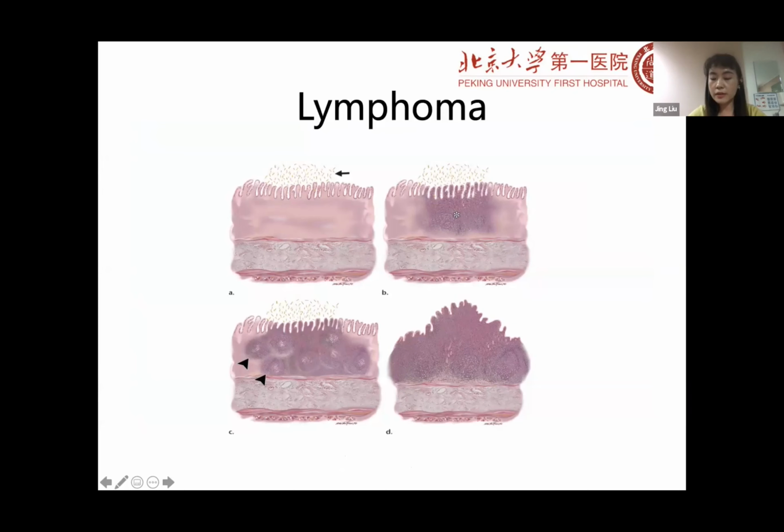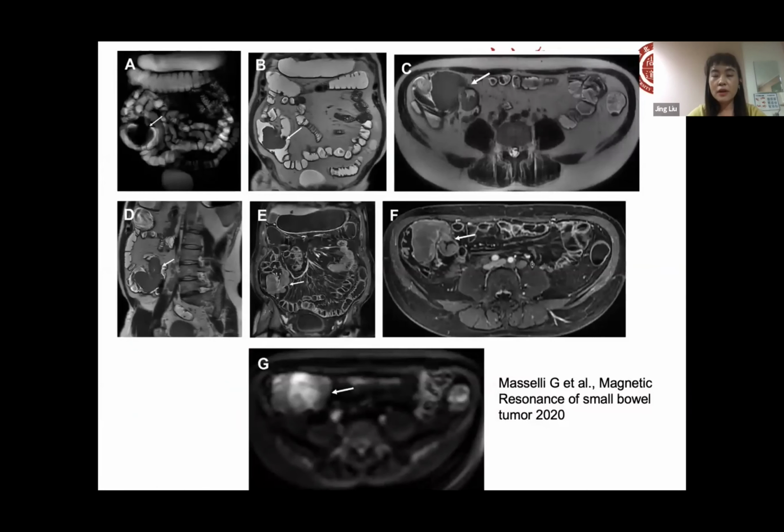Okay, last one, lymphoma. For lymphoma, it has various types of imaging appearance. It could appear as either adenocarcinoma or inflammatory disease. But the important thing for lymphoma is that it's very soft. Even if the tumor grows very big, it rarely induces obstruction of the bowel. But the inflammatory disease and the adenocarcinoma will.